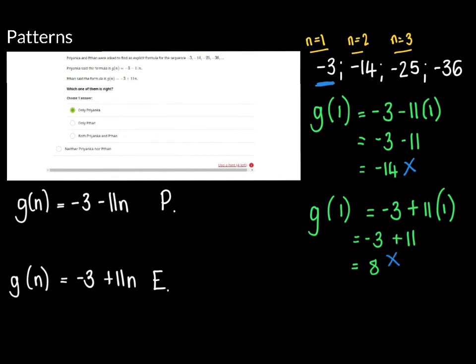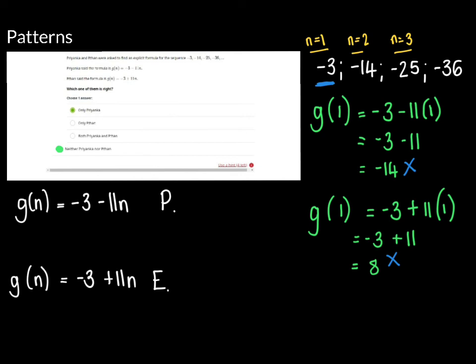So it looks like both Ethan and Priyanka's equations are not the formulas that we're looking for. So the answer to this particular question should be neither Priyanka nor Ethan. I'm going to make it a little bit bigger so that you can actually see the answer that we're looking for in this particular one.